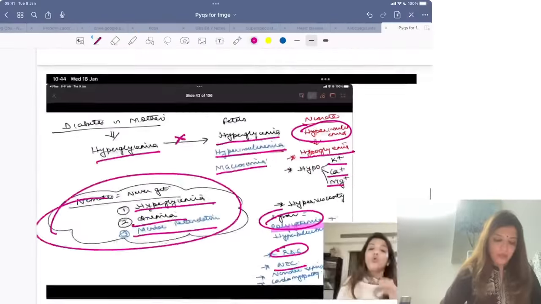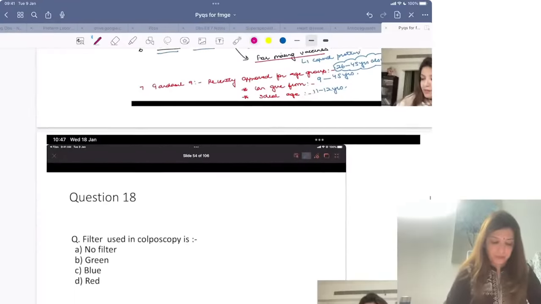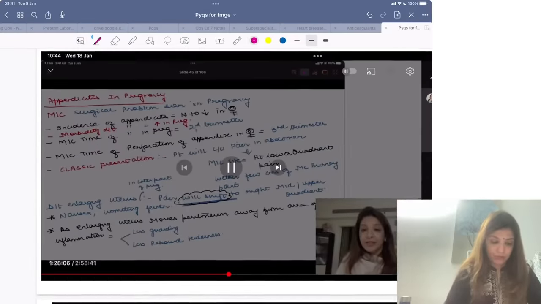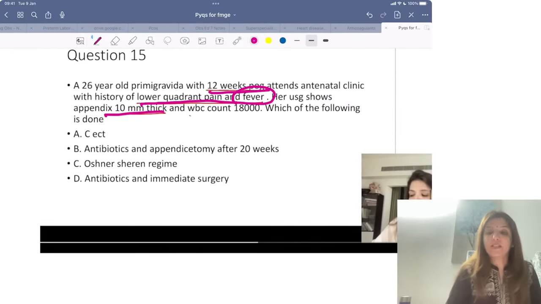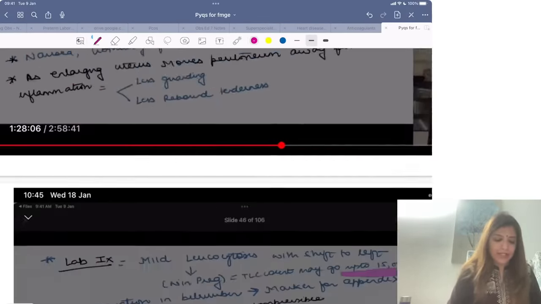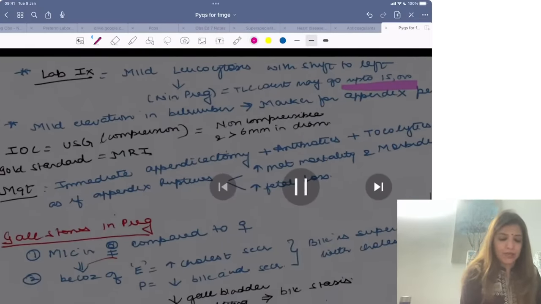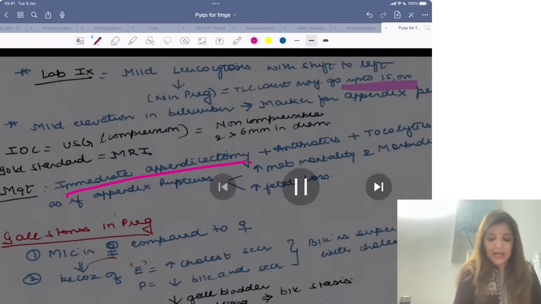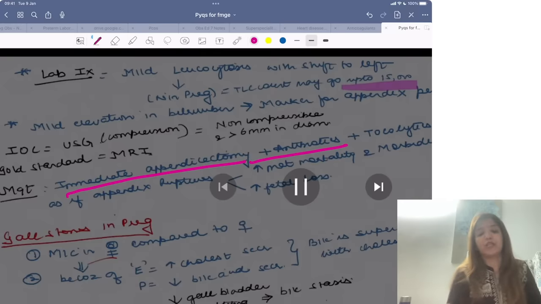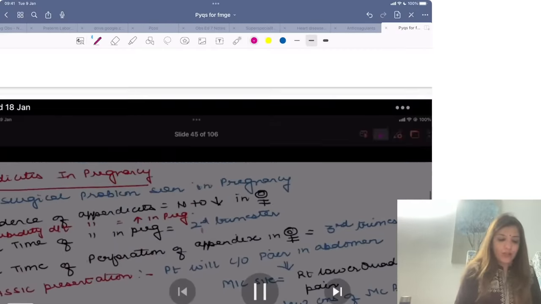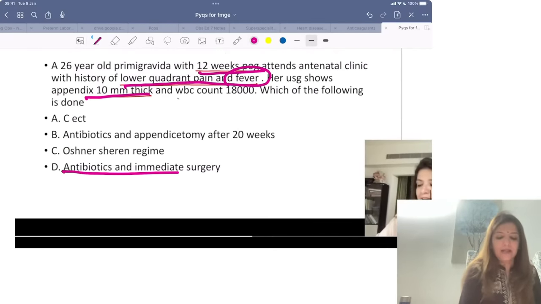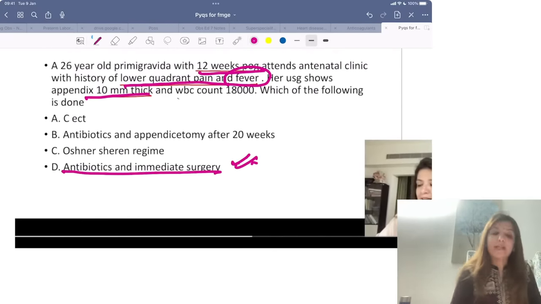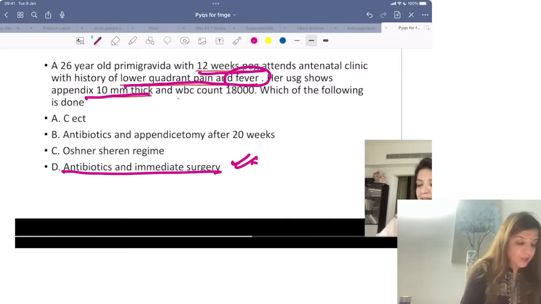Now coming to my question, which was appendicitis in pregnancy. Whenever there is appendicitis in pregnancy, management is immediate appendicectomy plus antibiotics and tocolytics, just in case the patient has gone into preterm labor. So, I am going to give her antibiotics and immediate surgery. Appendicitis in pregnancy means you have to go for immediate appendicectomy.